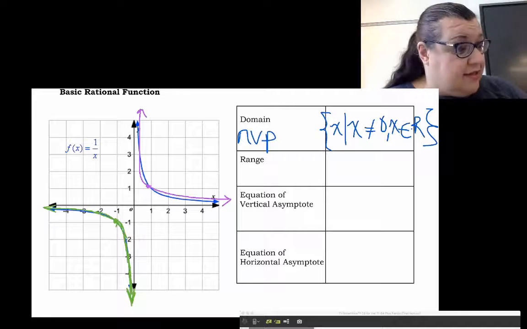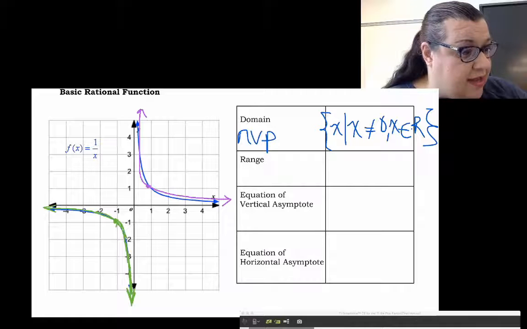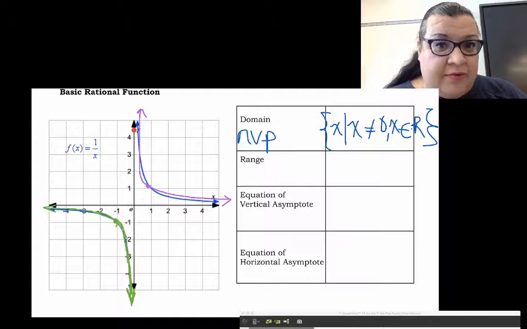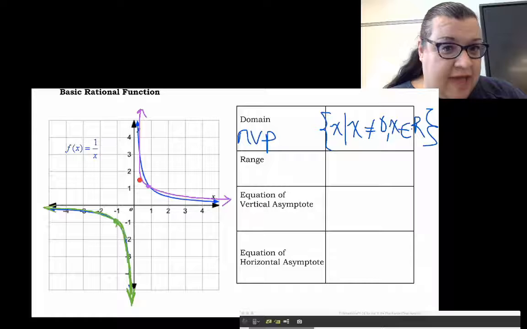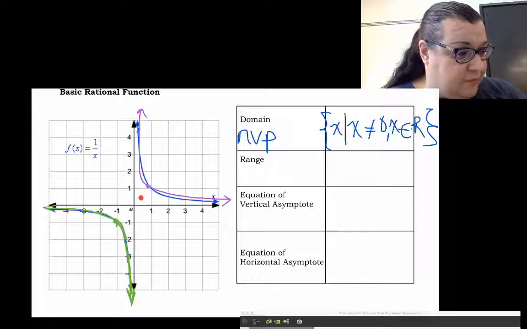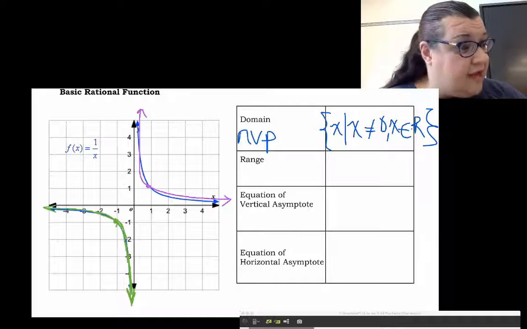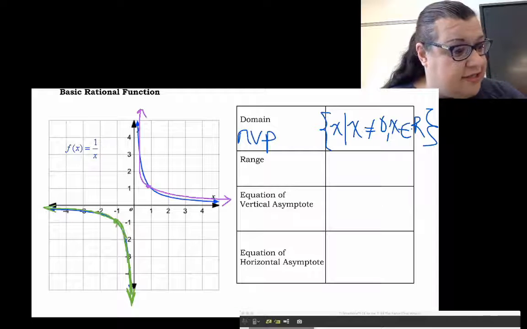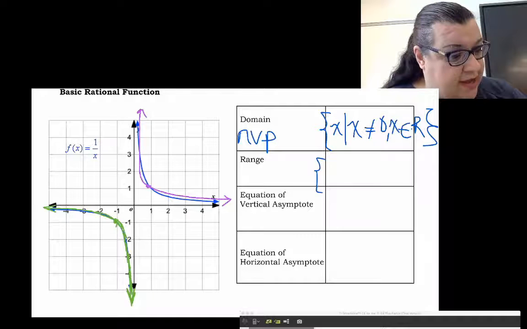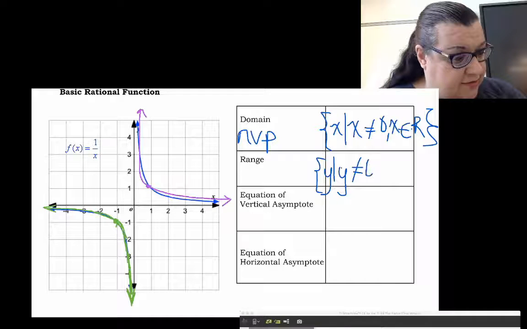Range. Well, let's take a look at the values that we see for y. Well, we were seeing that y could be any value except for, we talked about how we were never going to cross the x-axis. So y was never going to be 0. All right, well, that's our range then. Y such that y is never going to equal 0, but y can be any real number.